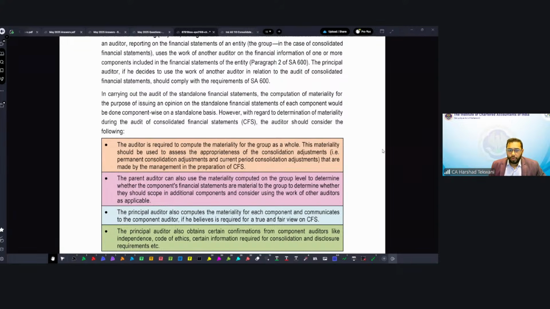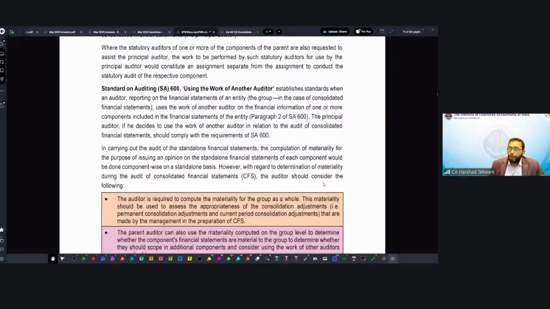So it has already been audited, but you are still doing the audit of the consolidation. That means the parent audit is still not closed. Even though the component audit is closed, you still need to follow SA 600, which is your responsibility. So what is the responsibility of the parent auditor? The parent auditor's responsibility is provided under SA 600, using the work of another auditor.